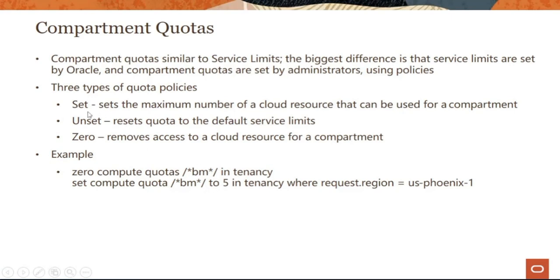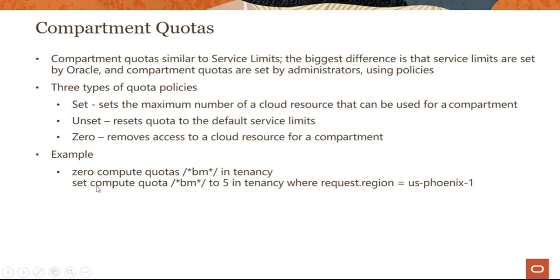Very simple. You use quota policies, and you have keywords like set. You set the maximum number of resources you want. Unset resets the quota to the default service limits, and zero means you remove access to a cloud resource for a compartment or a tenancy. So for example, here you say zero compute quotas, and you have this keyword BM, bare metal, in tenancy, meaning you zeroed out bare metal instances, so nobody could create a bare metal instance in your tenancy.